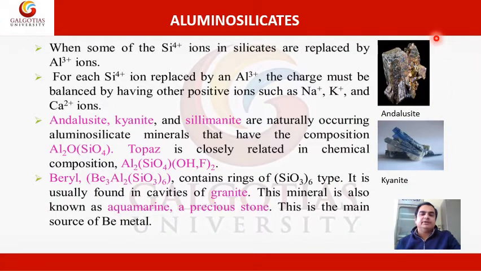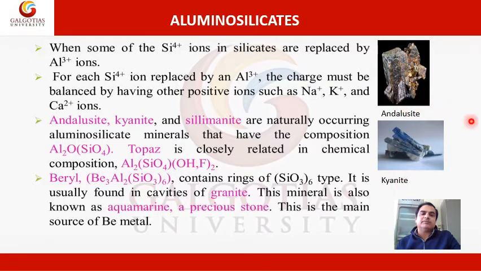As we can see, these are the natural pictures of the aluminosilicates. Examples are andalusite, kyanite, and sillimanite. This is the picture shown for the naturally occurring aluminosilicate andalusite, and this blue and white picture is of kyanite.